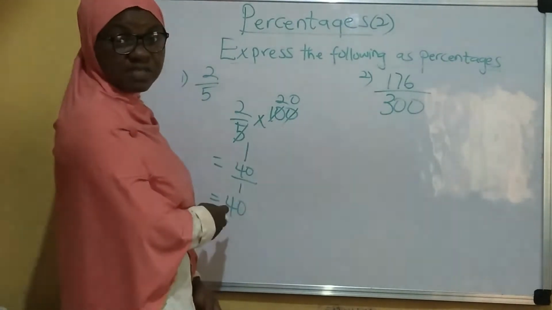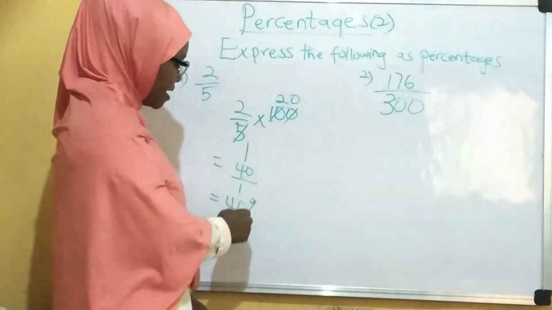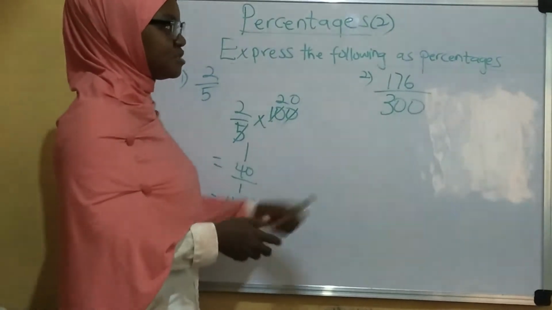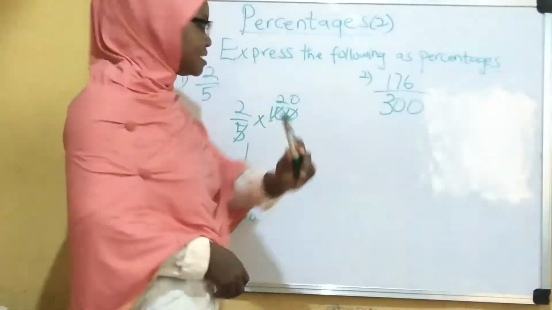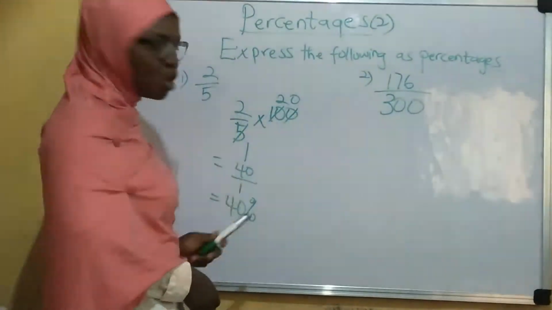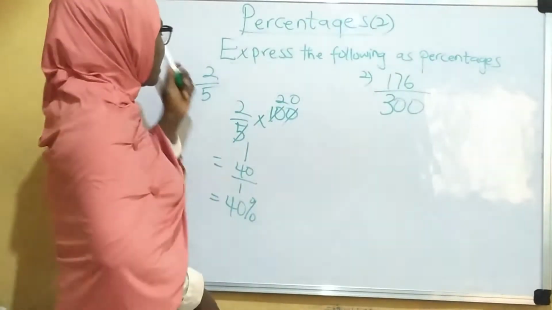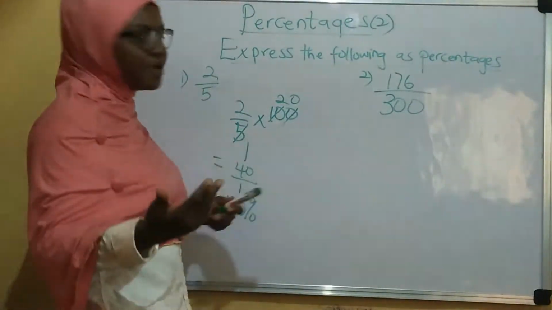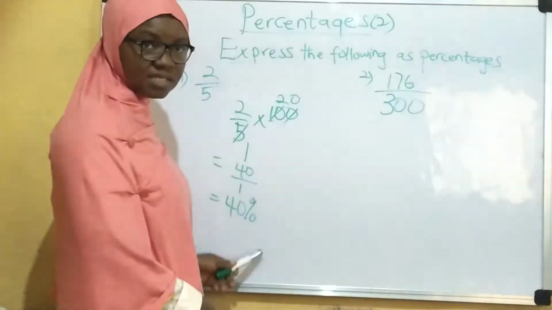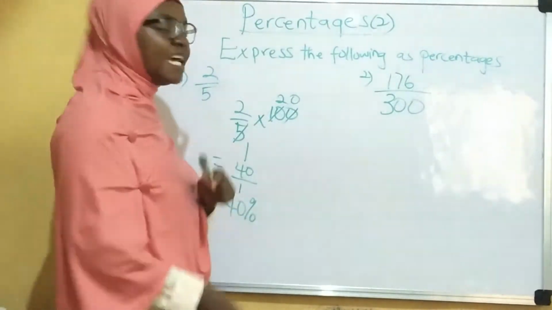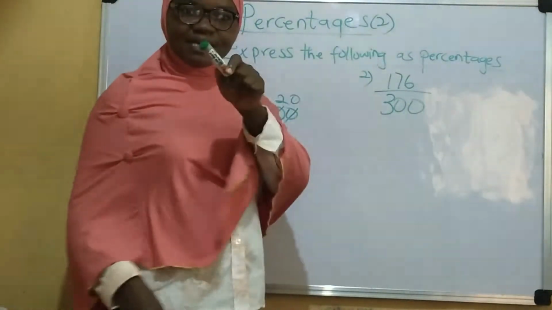So I've been able to express this, but I'm not going to leave it at that. I'm going to include my percent sign, because I'm asked to express it as a percentage. That is, I'm asked to move it from an ordinary fraction to a percentage. So anywhere you see 2 over 5, it invariably means 40%. Does that resonate with you? If that resonates with you, let's look at the next example.